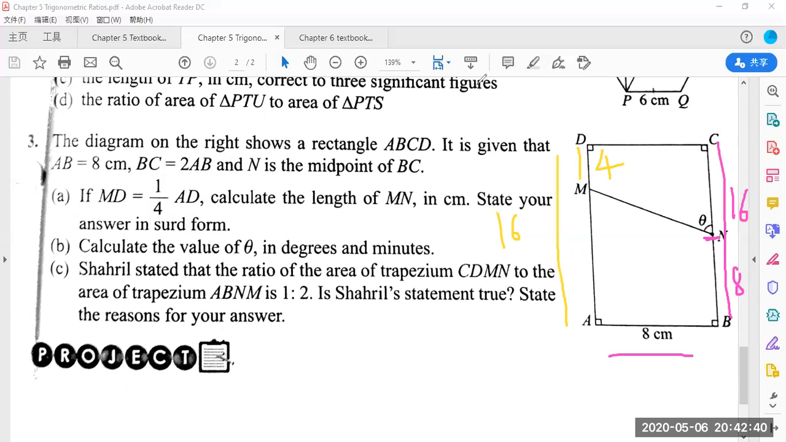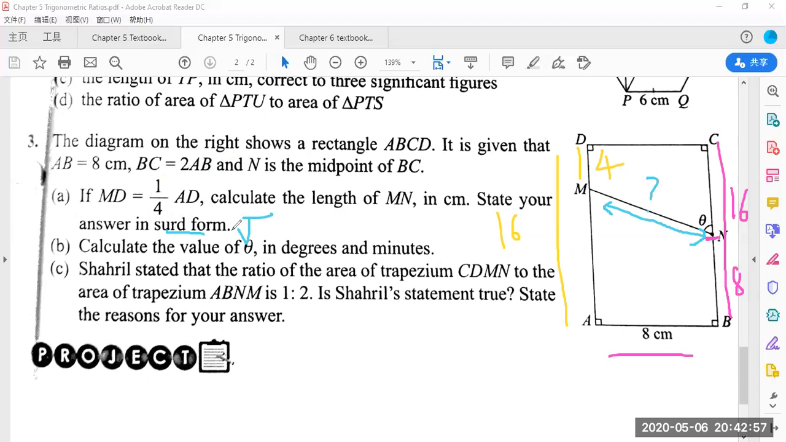Then you need to find this one, N. You don't know. State your answer in surd form. Right, the answer in surd form. So answer in surd form, right? This one is surd.